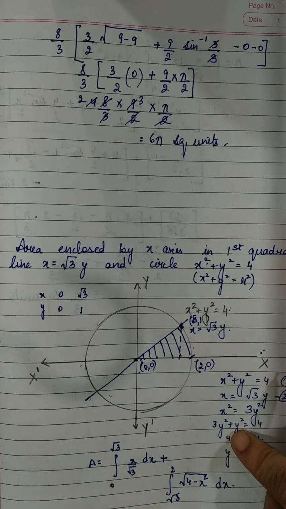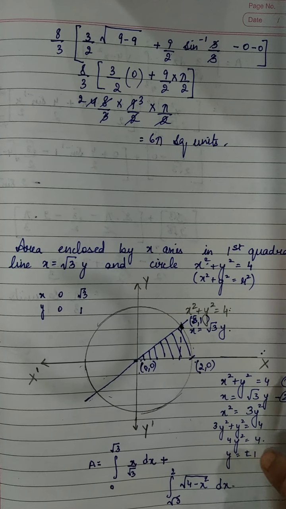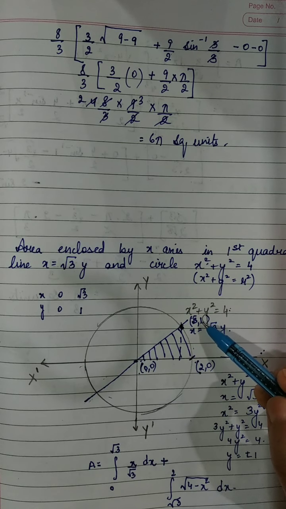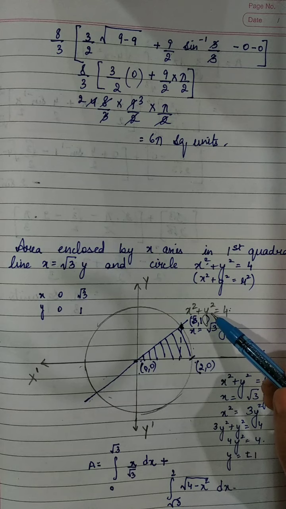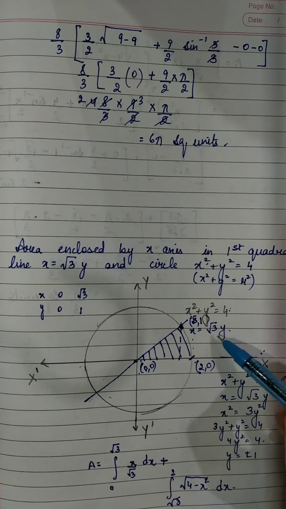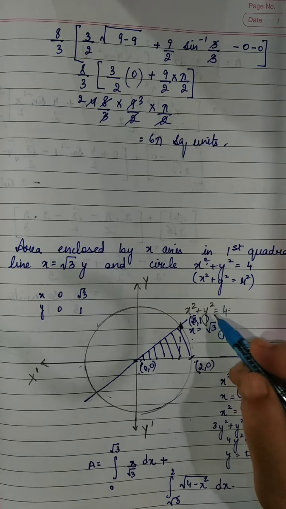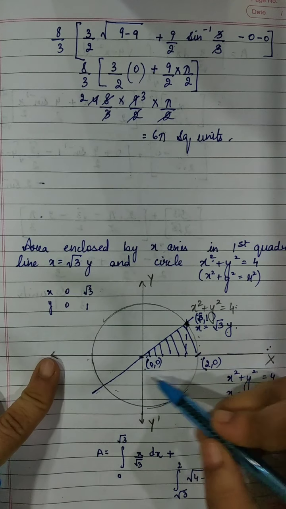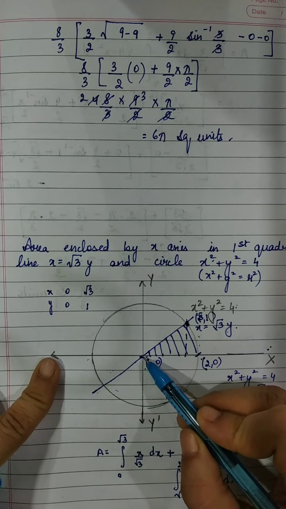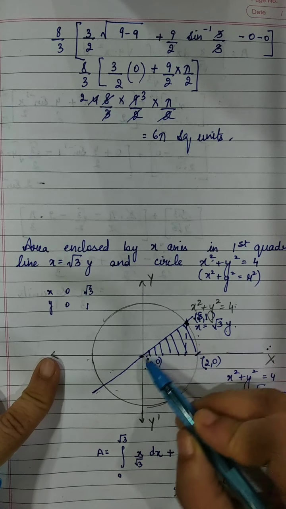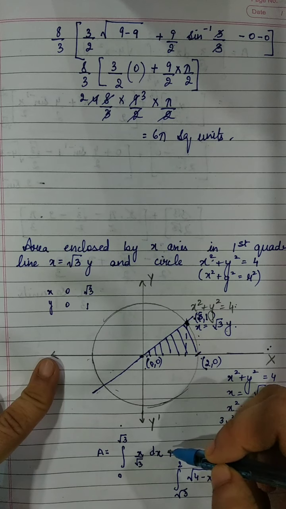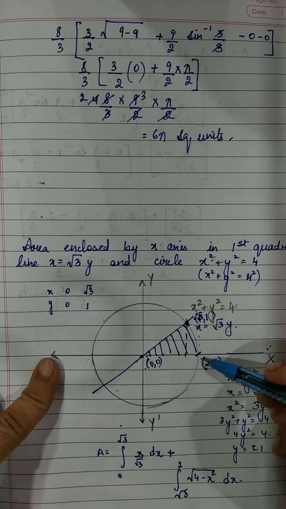Now put this in equation number 1. So this becomes 3y square plus y square is equal to 4, so y is equal to plus minus 1. But because we are talking about a positive y value, I'll take y as 1, and I can put this value in either of the two equations to calculate x. So if y is 1, x is root 3, right? Now I'll be integrating along the x-axis. From 0 to root 3 I'll take the area under the line, and from root 3 to 2 I'll consider the area of the circle, right?